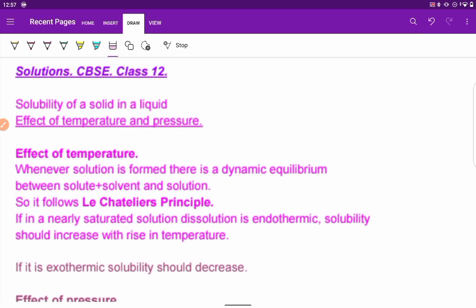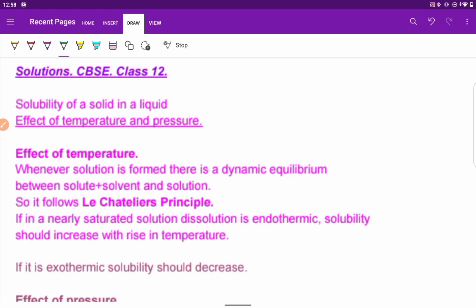Now see, the solubility of a solid in a liquid is definitely affected by temperature changes. This is a dynamic equilibrium, so it will definitely follow Le Chatelier's principle. If there is a nearly saturated solution, then the dissolution process is endothermic and the solubility increases with rising temperature. But on the other hand, if it is exothermic, the solubility decreases, and these have also been observed experimentally.